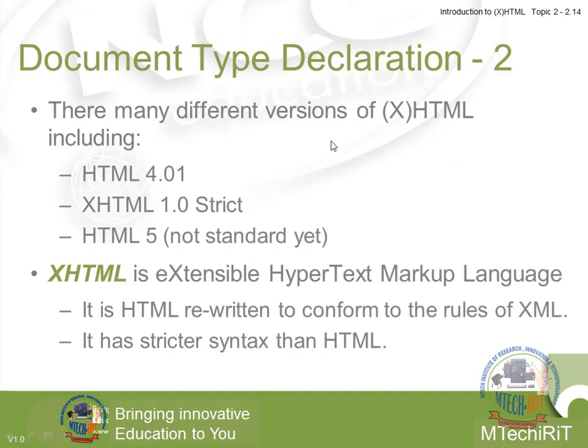And there are many different versions of HTML, including HTML 4.0, XHTML 1.0 strict, and HTML5. XHTML is the extensible hypertext markup language. It's a rewriting of HTML just to conform to the rules of XML. It has a stricter syntax than HTML.